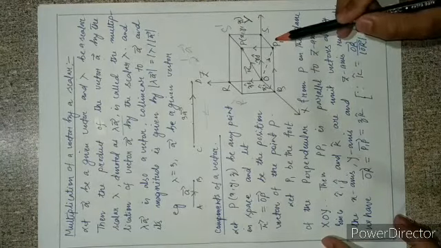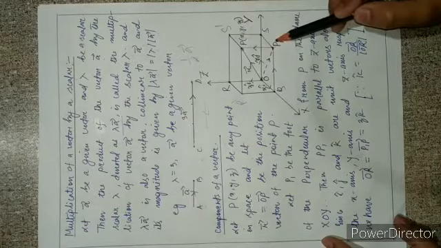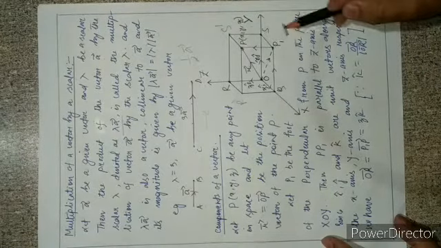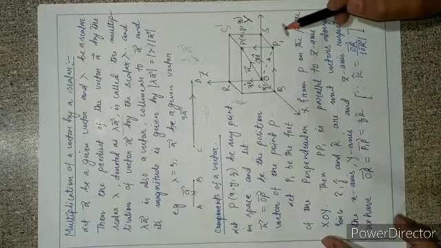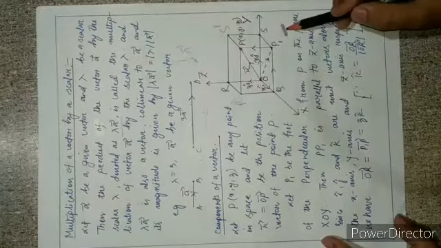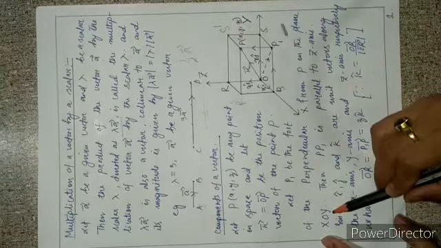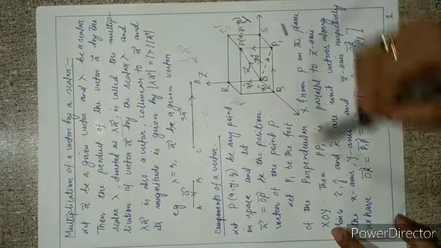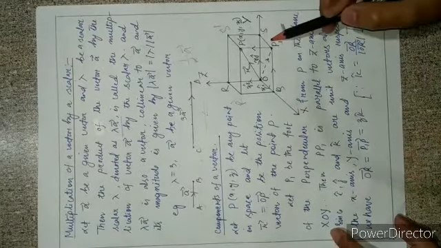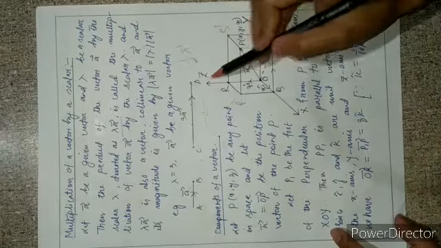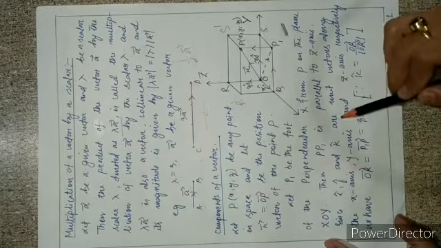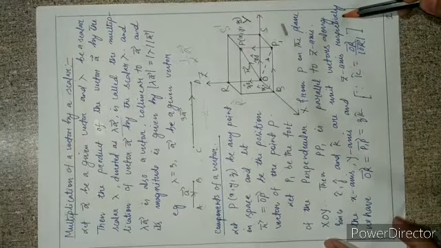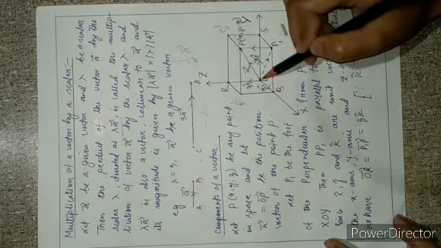Let P1 be the foot of the perpendicular drawn from the point P on the plane. This axis represents the x axis and this axis represents the y axis. Then this plane is the plane formed by the x axis and y axis, so it is called the x-y plane. Let P1 be the foot of the perpendicular drawn from the given point P on the x-y plane. Then P1 is parallel to the x axis, since i cap, j cap, and k cap are the unit vectors along the x axis, y axis, and the z axis respectively.